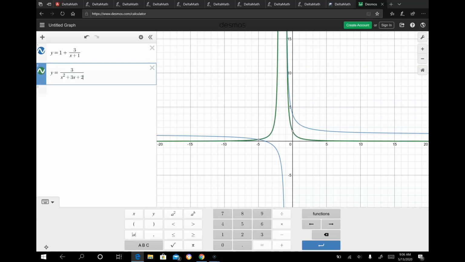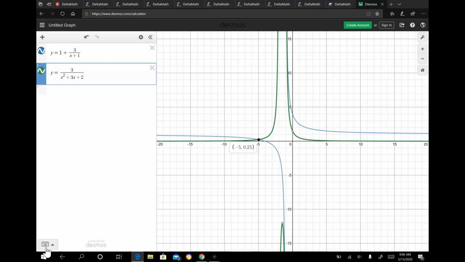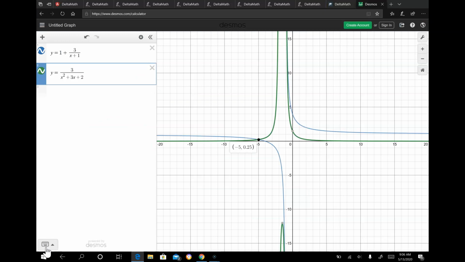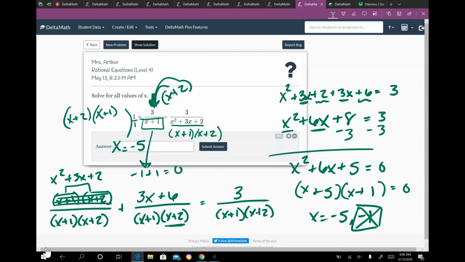And if you look, they intersect right there at -5. Do you see any intersection? What was the other point? -1. Do you see any intersection at -1? Nope. So -5 is my only answer. Okay? All right, last one we're going to do strictly Desmos.